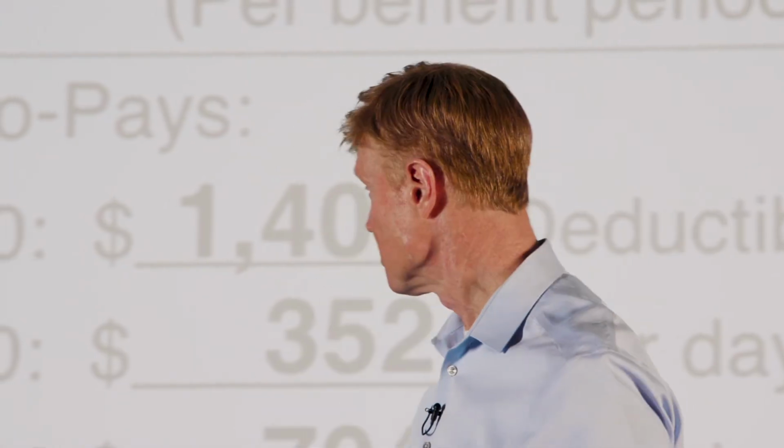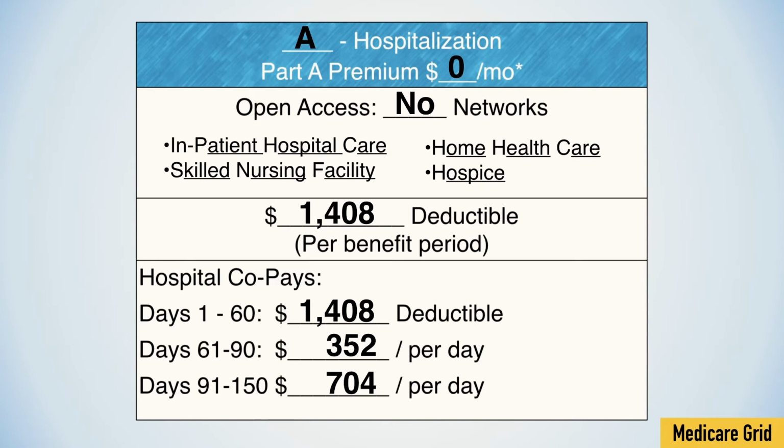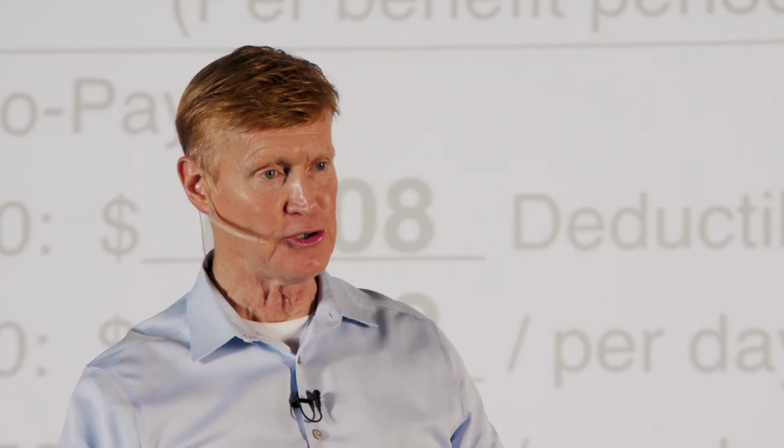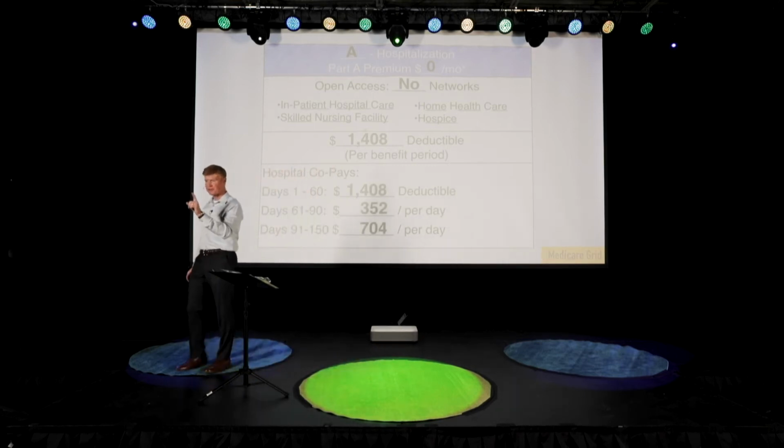If I happen to be in the hospital longer than this third month, now I'm in month 4 and month 5, now I have a daily copay of $704. Now you do the math, we call these extended stays. That third month will cost you $10,500.